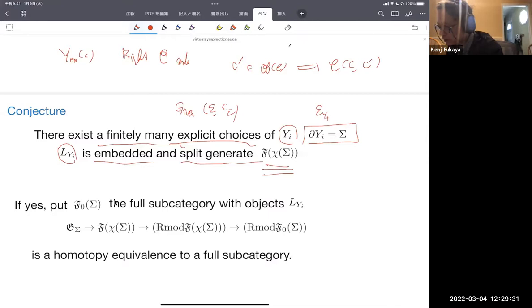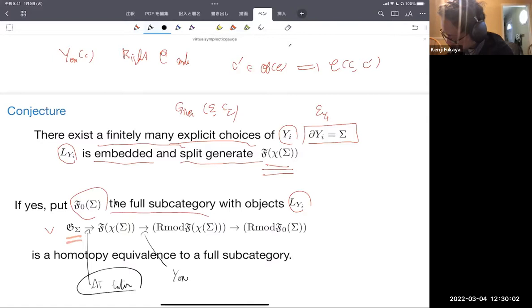So why is this good? Suppose that we have such Y_i. Then let F0 sigma be the full subcategory whose objects are these finitely many Y_i. Now we consider this functor. We start from this gauge theory category. Then this is something I call the Atiyah-Floer functor. That's the main theorem. And then we have this Yoneda functor, and then this is the restriction.